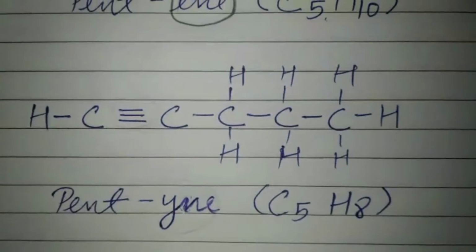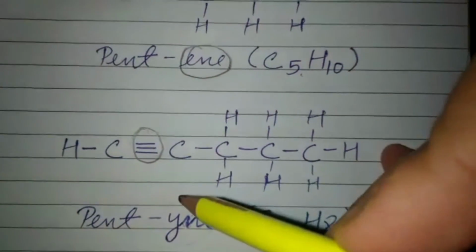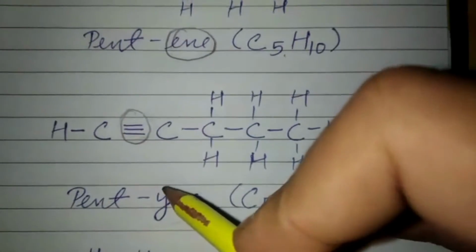This is the structure of pentyne. Here a triple bond is present between the first and the second carbon atom. So it is an unsaturated carbon compound, and since a triple bond is present, we have used the suffix "yne".